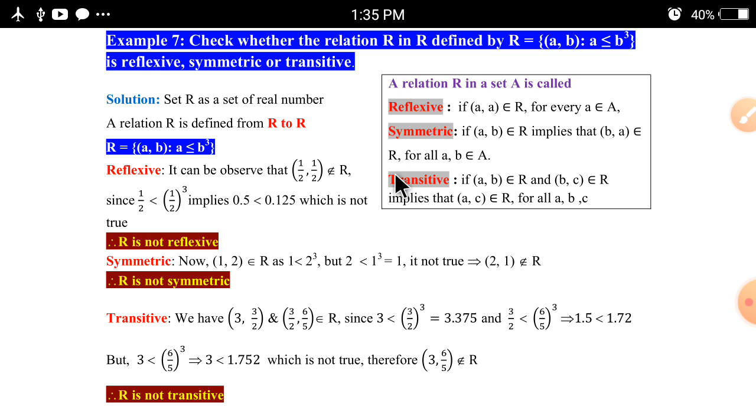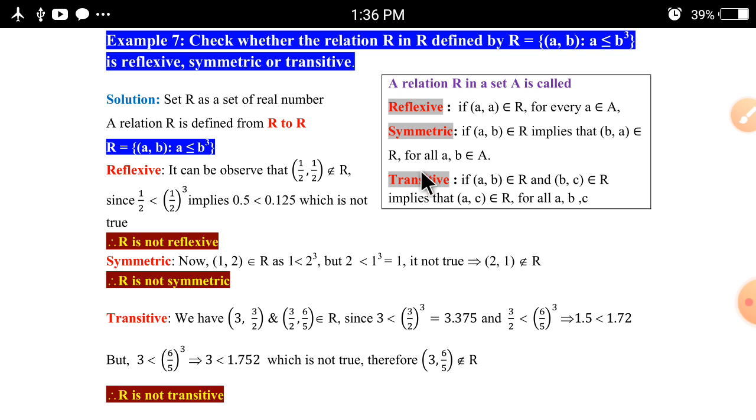And next one, transitive. A relation R in the set A, if the ordered pair (a, b) belongs to R and (b, c) belongs to R, that implies (a, c) must be there in the same relation R, then R is said to be a transitive relation. You may identify two ordered pairs in the defined relation such as (a, b) and (b, c). The second element in the first ordered pair is the same as the first element in the second ordered pair. Excluding these, what is the remaining? (a, c). If (a, c) is also there in the relation R, then R is said to be transitive.